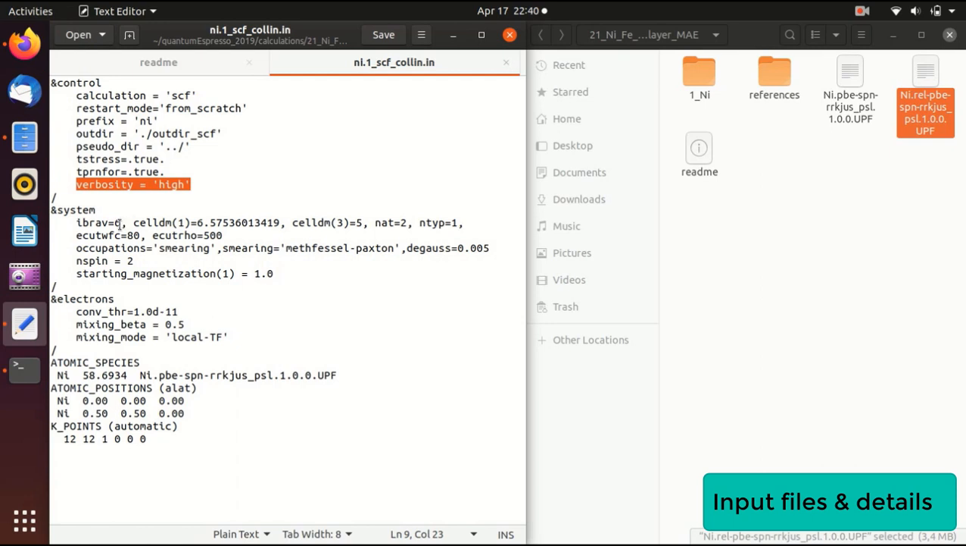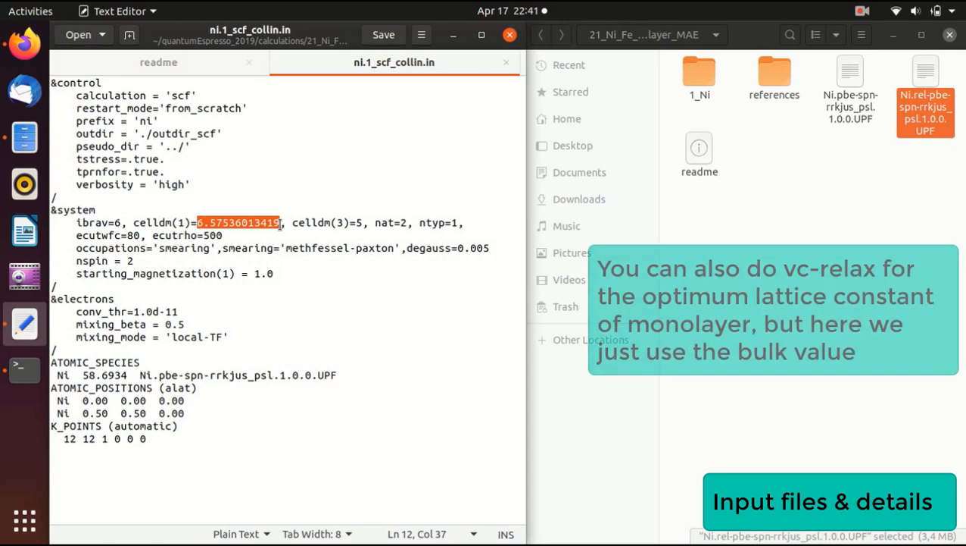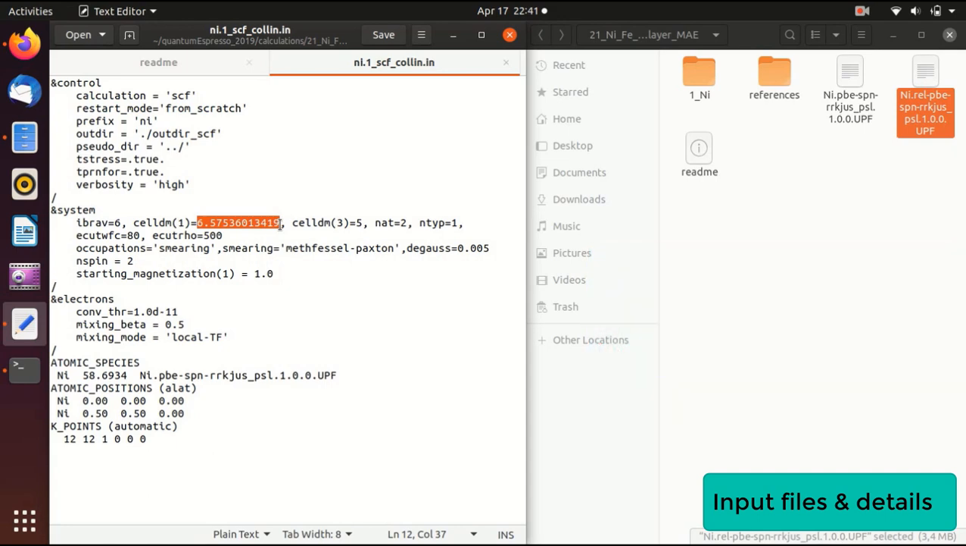And then the structure of the system is like, we use ibrav 6, that is tetragonal. celldm(1) is actually the lattice constant of FCC nickel, and to get that you can first do a variable-cell relaxation as usual for bulk nickel, not for the monolayer but for bulk nickel, and you just copy the lattice constant here. But of course this is not really critical here, because anyhow this nickel monolayer is just an artificial system to demonstrate the anisotropy energy.